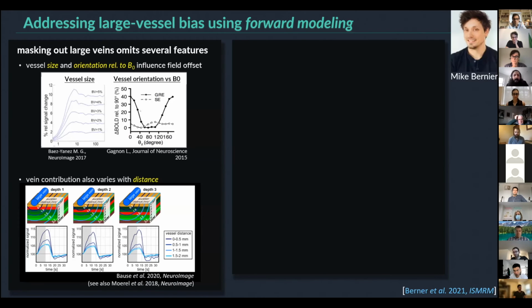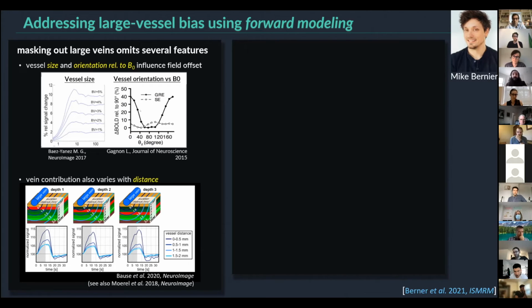Okay, so the last project I want to present was recent work from Mike Bernier from my group that sought to address large vessel bias in BOLD fMRI using a novel forward modeling approach, which is really inspired by our VAN modeling efforts. The motivation here is that if the vascular anatomical data are available, simply masking out BOLD voxels that contain large veins omits several features we know that the vessels exhibit. We know that vessel size and orientation relative to B0 influence the extravascular field offsets, and the vein contribution also varies with distance from the vessels. Therefore, we should take these features into account when predicting which BOLD voxels have vascular contamination.